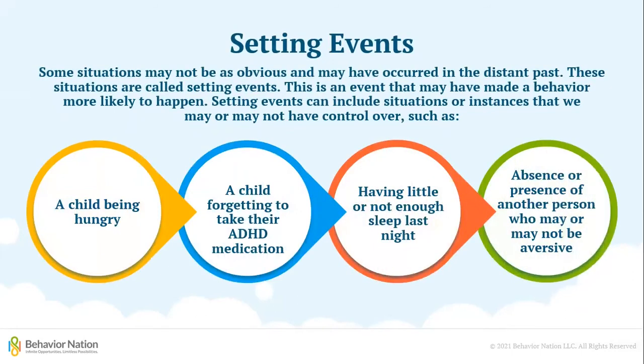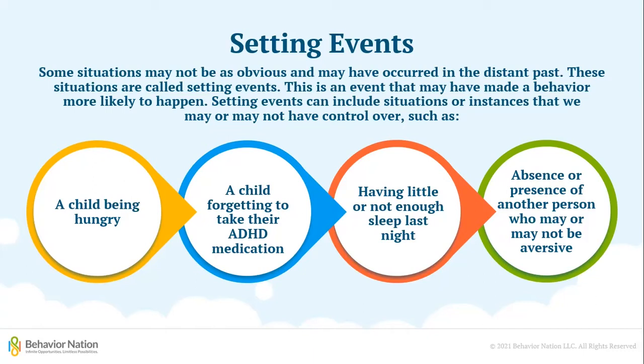Some situations may not be as obvious and may have occurred in the distant past. These situations are called setting events. This is an event that could have made a challenging behavior more likely to happen and can include situations or instances that we may or may not have control over. Some examples include a child being hungry, a child forgetting to take their ADHD medication, having little or not enough sleep last night, or the absence or presence of another person who may or may not be aversive.